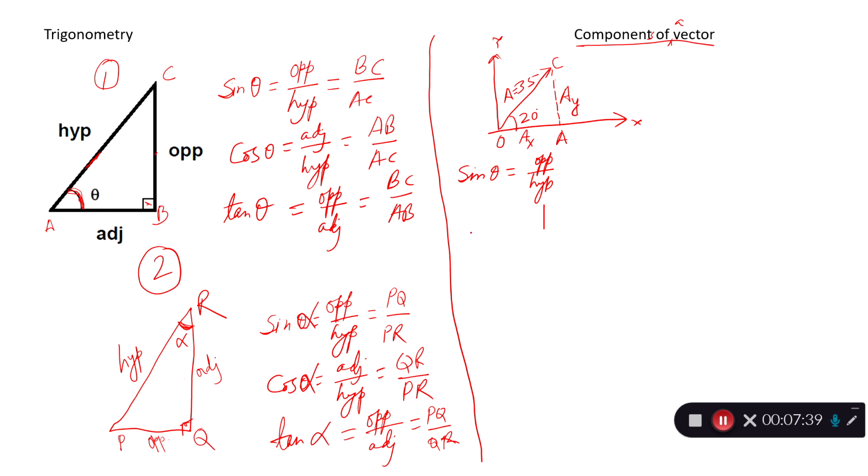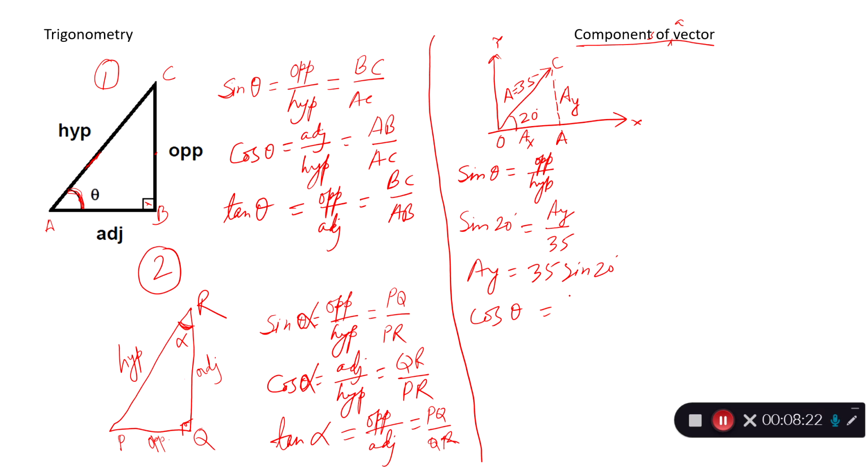So in our case, sine theta, the angle is given, sine 20 degree is equal to opposite, which is AY, I don't know, divided by hypotenuse, which is A, which is given 35. So if I cross multiply, I will get AY is equal to 35 sine 20 degree.